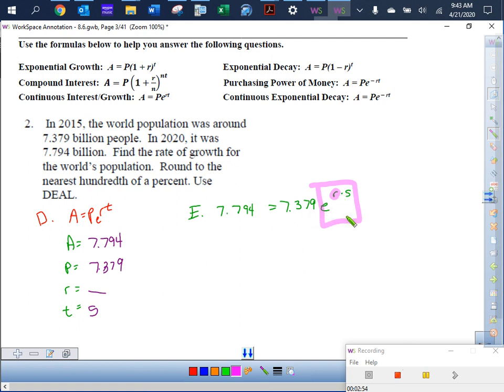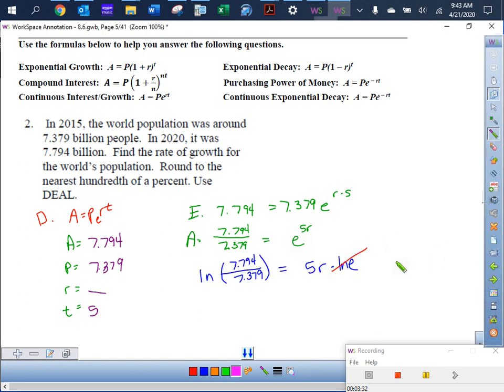There's a times 7.379, so we'll divide by 7.379. And you know what? You can punch it in your calculator if you want to, but it's going to come out nasty. So I don't want to punch it in my calculator. I'm just going to leave it like this as a fraction. And now that you've got the base by itself, we can get this exponent, which I called 5r, down in front by logging both sides. And you get a choice. Should you use the common log, or should you use the natural log? Well, since e is the base, it would be much better for us if we use the natural log.